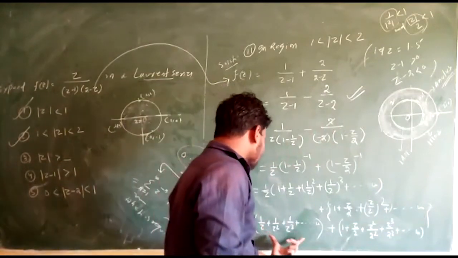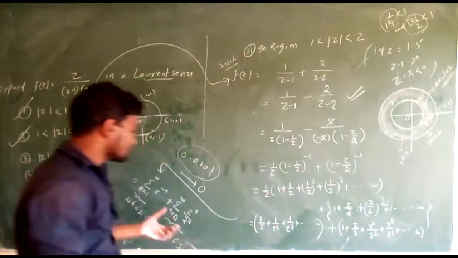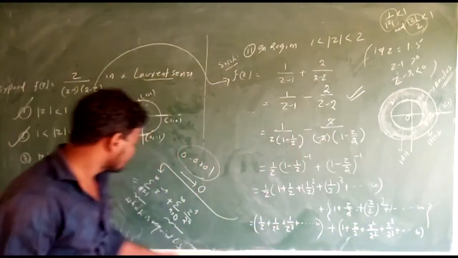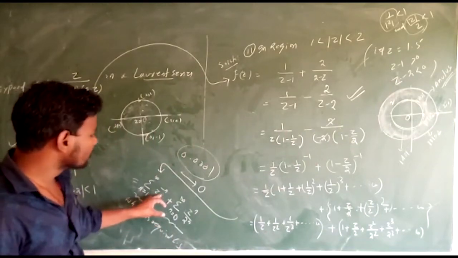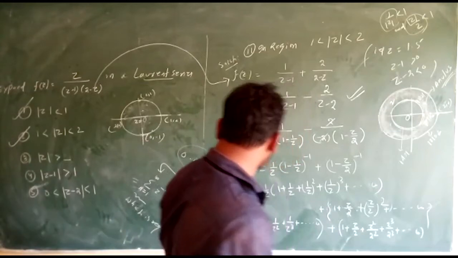Then we find a series and another series. This can be written as n term. By putting n equal to 1, we find z to the power minus 1. By putting n equal to 2, we find z to the power minus 2. Then also there will be 1 minus 3.